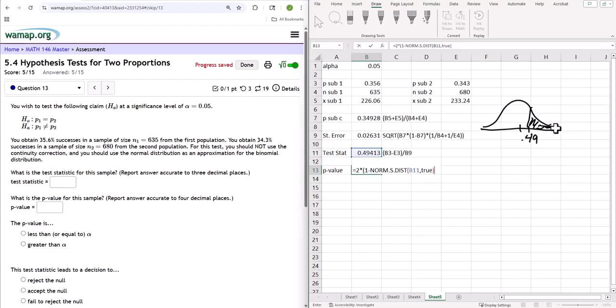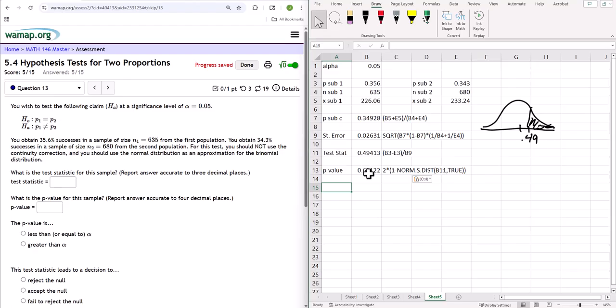And we had to do that again. We have to find the area to the right of this. Our function only finds the area to the left. So we do 1 minus the normal standard distribution of our test statistic to find this area, and we double it because it's two-tailed, and so I think I need another parenthesis. Again, the p-values can be a little difficult. The picture is really helpful for that.